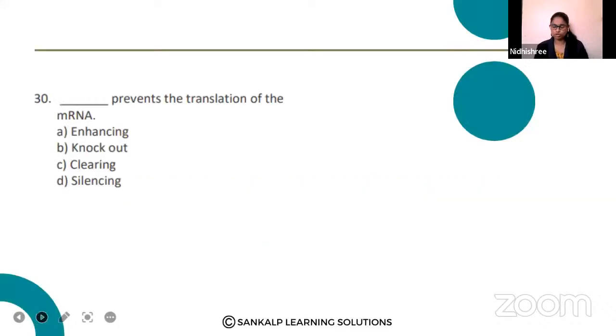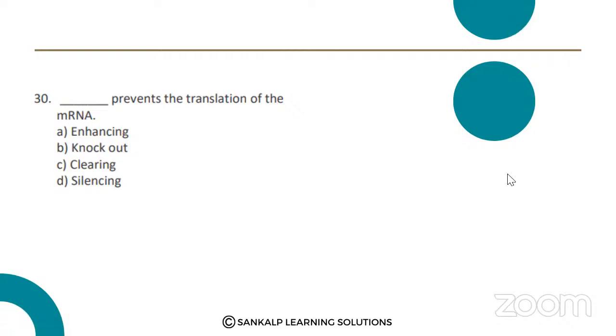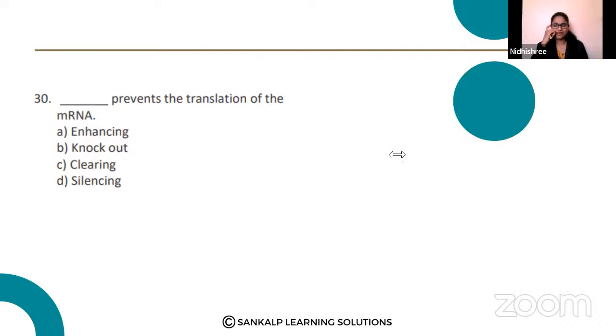30th question goes like this. Dash prevents translation of mRNA. Option A, enhancing. Option B, knockout. Option C, clearing. Option D, silencing. Option D, ma'am. Parvati answered as option D. Okay, fine. Samarth, Veeresh, Saundarya, Parvati, Saumyanara, Jyoti, T. Rakshita, Padmayan.